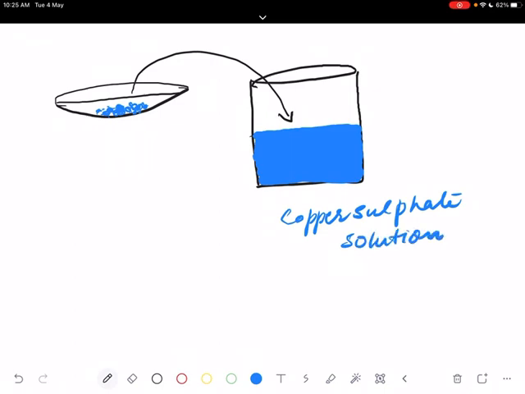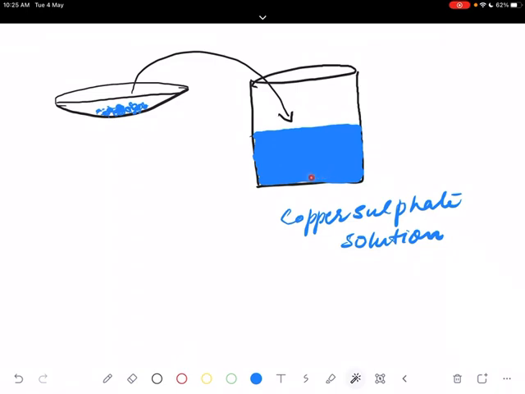Is it a homogeneous mixture? Yes, it is a homogeneous mixture. It has uniform composition throughout, and no visible boundaries of separation.